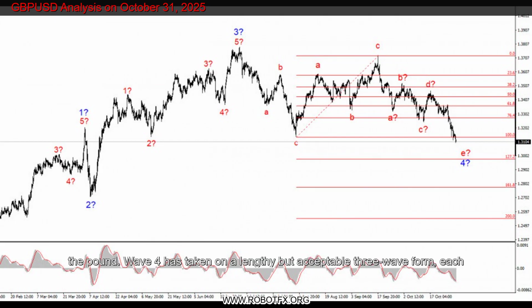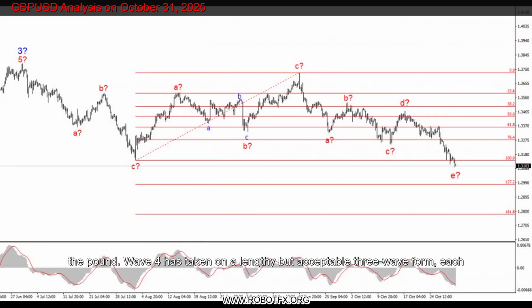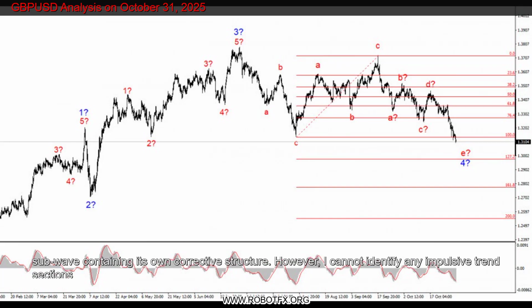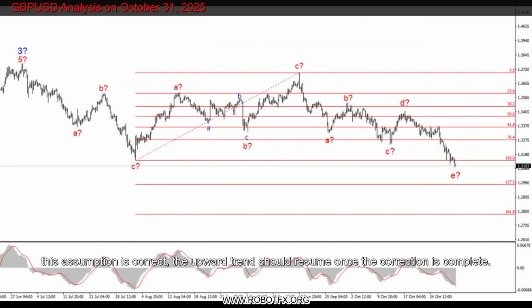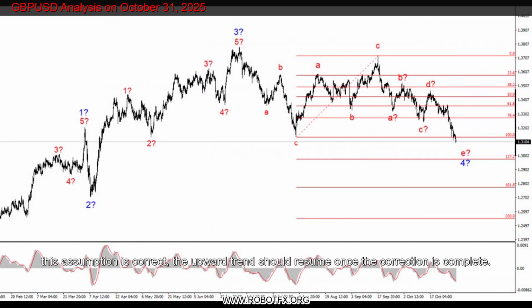We are still dealing with an upward, impulsive trend segment, but its internal wave structure has become more complex. Wave 4 is forming as a three-wave pattern, significantly longer than Wave 2. The latest downward correction appears close to completion, although it may extend further. I continue to expect the main wave structure to resume upward, with initial targets near the 1.38 and 1.40 levels.